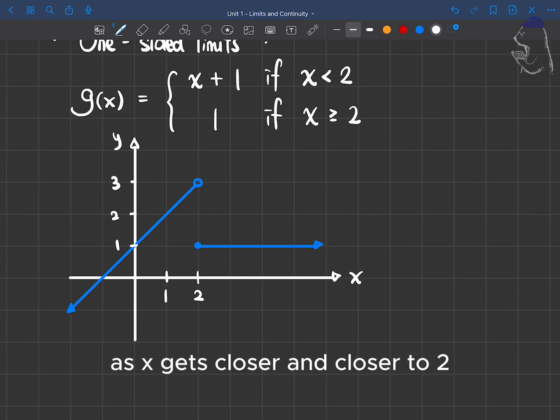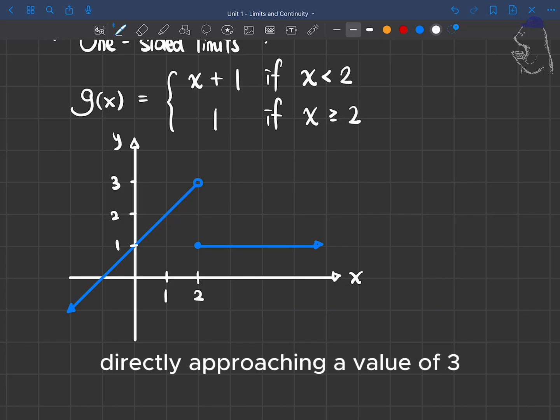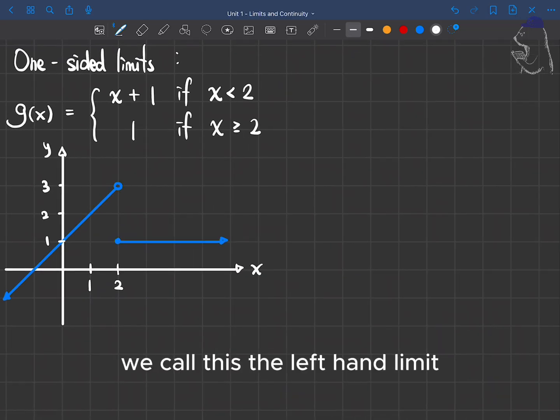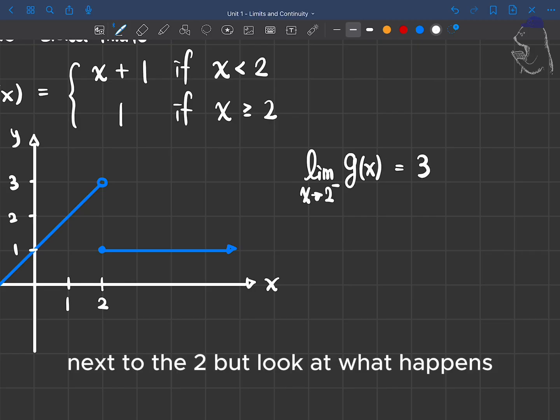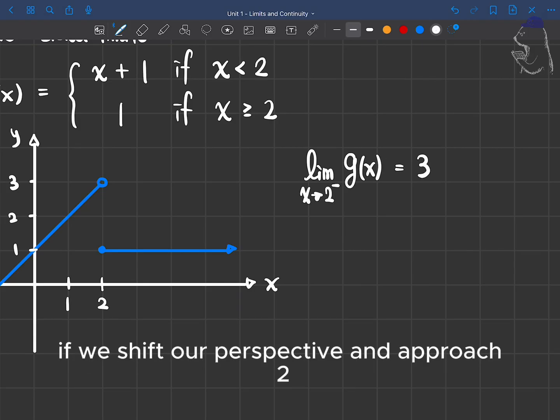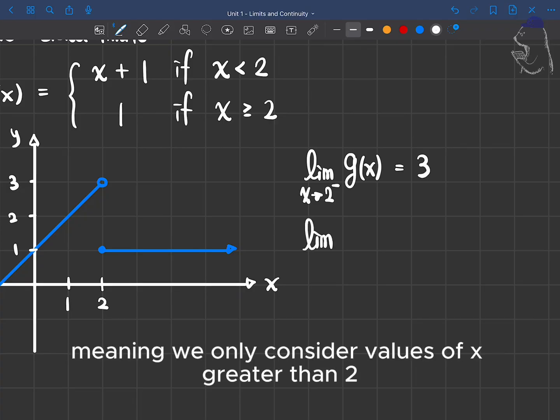As x gets closer and closer to 2, our altitude climbs higher and higher, directly approaching a value of 3. We call this the left-hand limit, and we denote it with a tiny minus sign next to the 2. But look at what happens if we shift our perspective and approach 2 from the right-hand side, meaning we only consider values of x greater than 2.